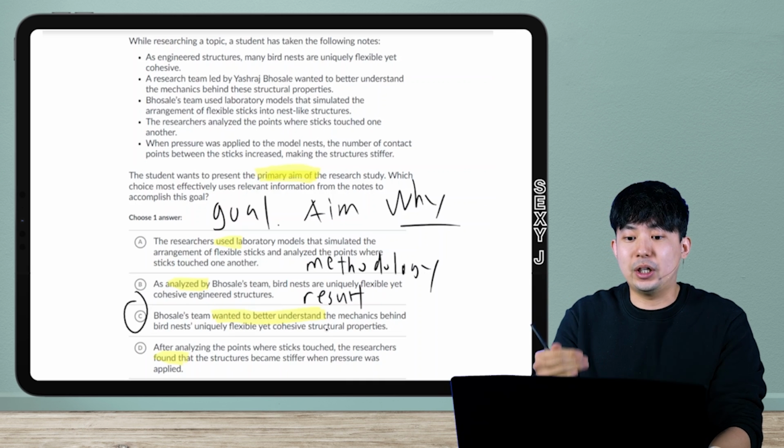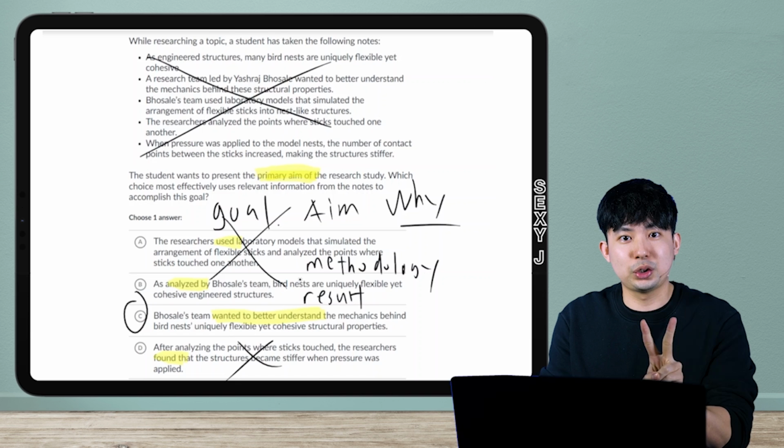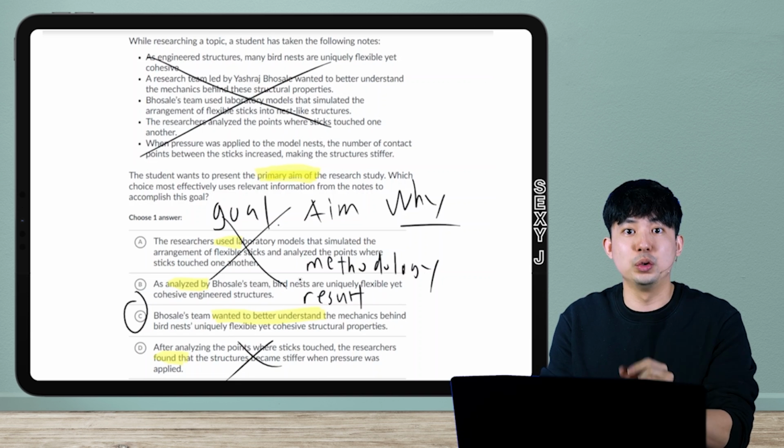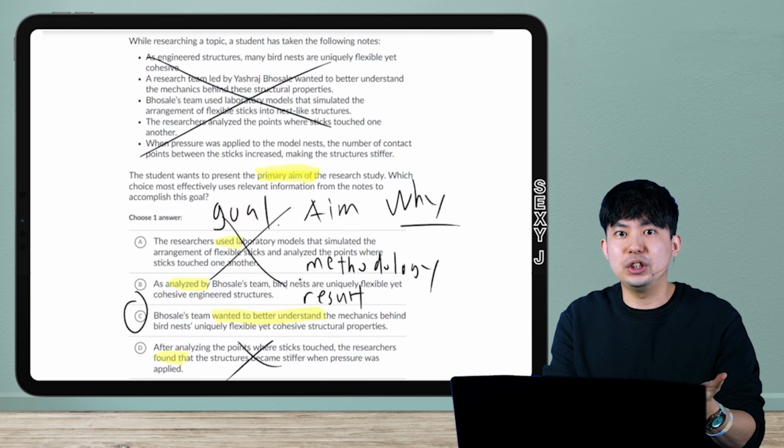Now, notice how none of the other ones even talk about what they wanted. So I don't have to read any of this stuff. And I don't really even have to read the body here. If there were two answer choices that do mention what they wanted to do, only then would you examine the rest of the text. But I found out, doing 800 plus videos, they really don't, okay? Which is great news for us, right, guys?